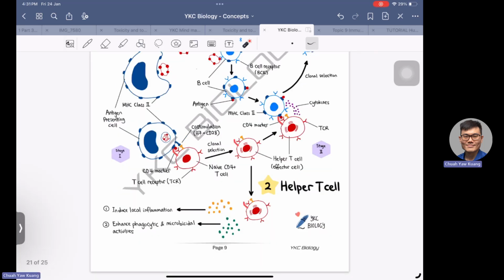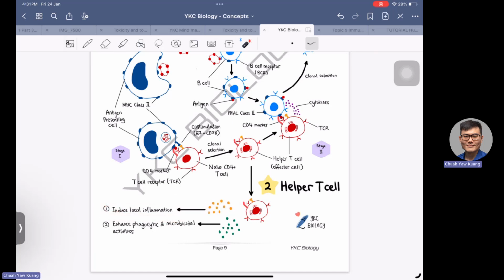So besides producing the cytokine that leads to the production of antibody, the helper T cell can do 2 more things. The helper T cell can actually release a cytokine to induce the local inflammation. This can be done by releasing the cytokine to recruit more neutrophil and also the monocytes to the sites of the bacterial infection. So later on, this increasing number of the neutrophil and the monocyte can do the phagocytosis to eliminate those bacteria.